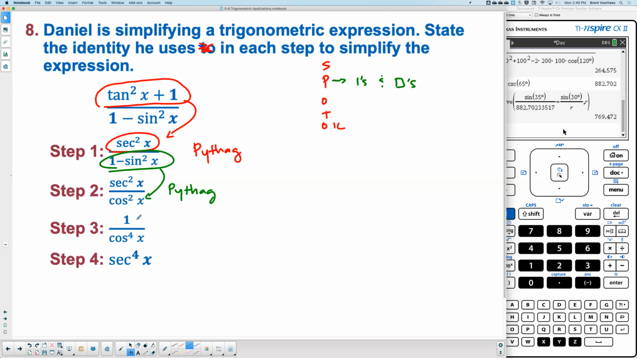Okay, now let's look. I went from secant squared divided by cosine squared to 1 over cosine to the 4th. Looks like I have a little of both occurring, but for the most part, it's the numerator. The numerator is being moved. I can tell because originally I only have 2 functions in the denominator. Now I have 4. So notice it went from 2 to 4, so it grew. I moved a secant squared to the denominator.